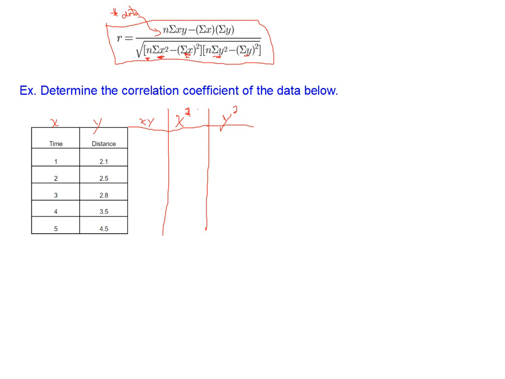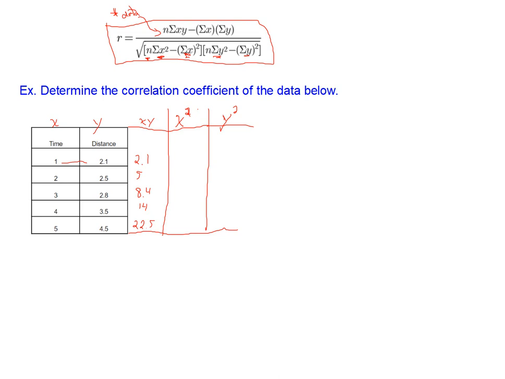So I'm just going to fill in some values here. The xy's mean take x and multiply it by y. 1 times 2.1 is 2.1. 2 times 2.5 is 5. 3 times 2.8 is 8.4. 4 times 3.5 is 14. And 5 times 4.5 is 22.5. So that's the x times the y's.